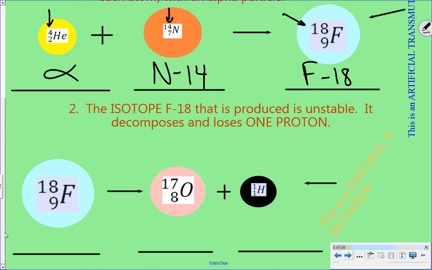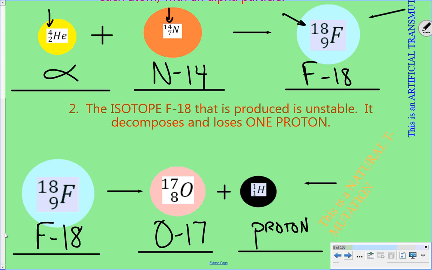So what he discovered is that by letting that fluorine-18 sit around, the F-18 actually broke apart into oxygen-17, and it also gave off a proton. So the second step is actually a natural transmutation that occurred as a result of the fluorine-18 being made in an artificial transmutation. What's kind of cool about this is how the proton was isolated.